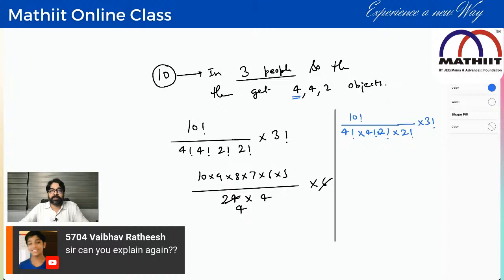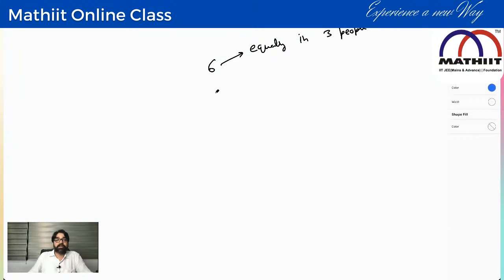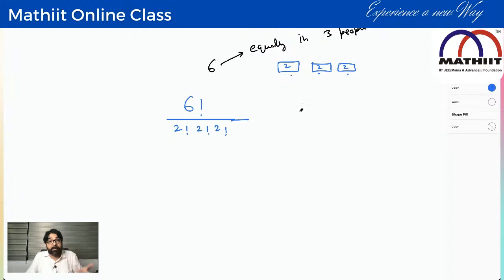Is this clear? The person who asked, please confirm. So this one, I guess everybody got it. Let's see. 6 factorial divided by, each group contains how many objects? 2 objects. Yes or no? So 2 factorial, 2 factorial, 2 factorial. But 3 groups are there having the same number of objects. So into 3 factorial. And now the arrangement of these 3 groups. So into 3 factorial, because we are distributing equally to people. A human is there to receive.